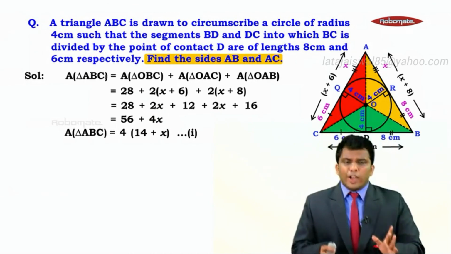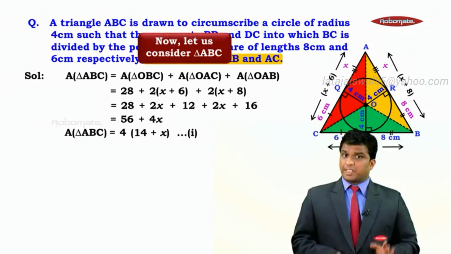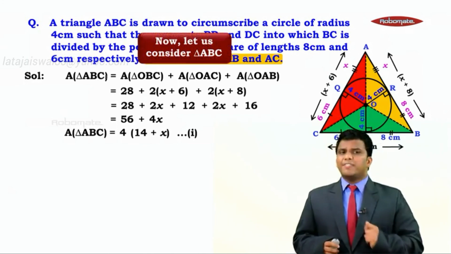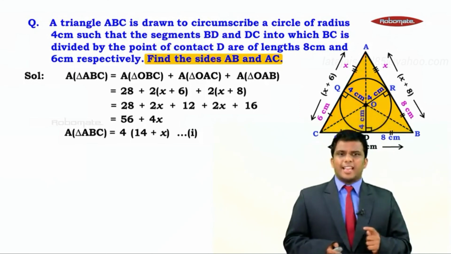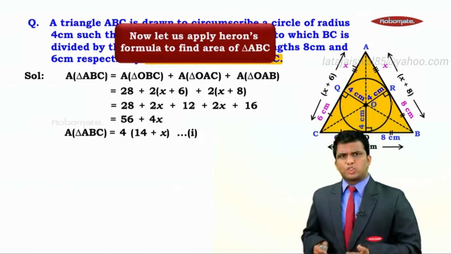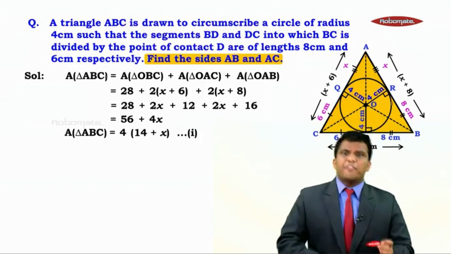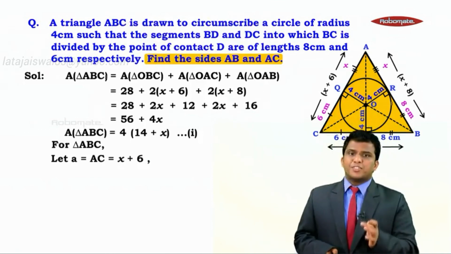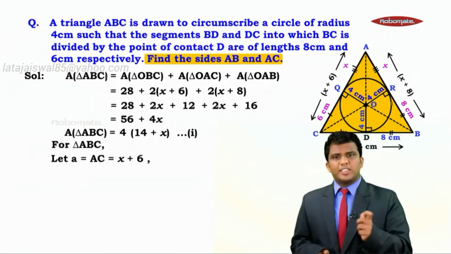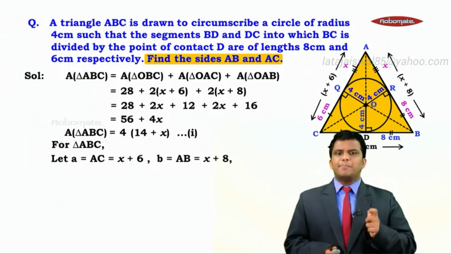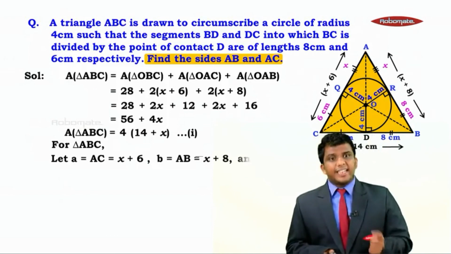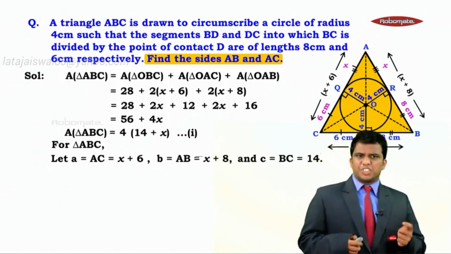Now, for area of triangle ABC, we need X. Since we know the lengths of all the 3 sides, let's find its area by using a very beautiful approach called Heron's formula. For using Heron's formula, let's first find the semi-perimeter. For that, a will be AC, that is X plus 6, b will be AB, that is X plus 8, and c will be BC, which is 14.